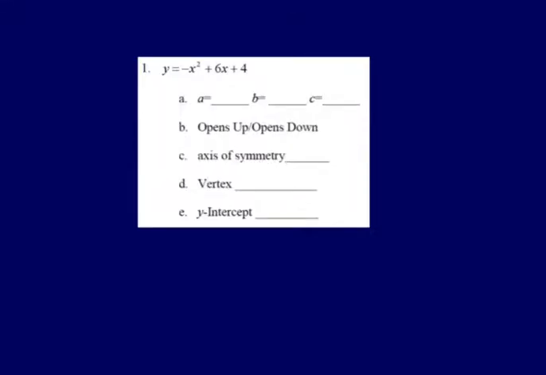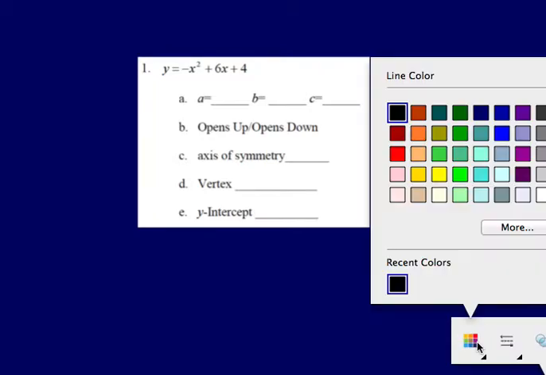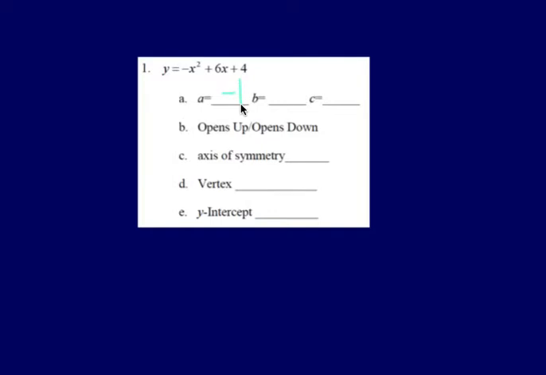Let's review what we did on the previous note sheet. For this one, we wanted to calculate our A, our B, and our C value. Our A is always with the x squared term, so that's going to be -1. Our B is always with the x term, so that's 6, and our C is our constant, which is 4. Since our A is negative, we know that it's going to open down.